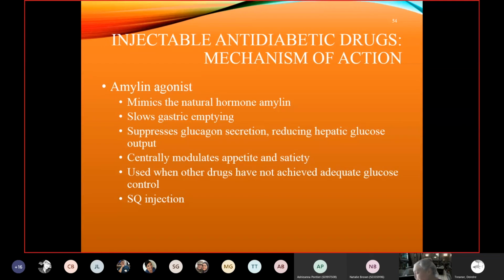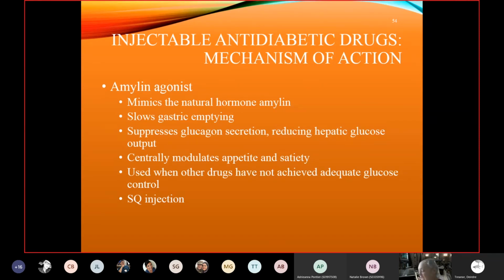Indications, it's available, so pramlintide is the only amylin. It's available sub-Q, and it can be used in patients with type 1 or 2 receiving mealtime insulin who failed to achieve optimal glucose control. And this is actually the first medication that was approved since insulin was discovered.